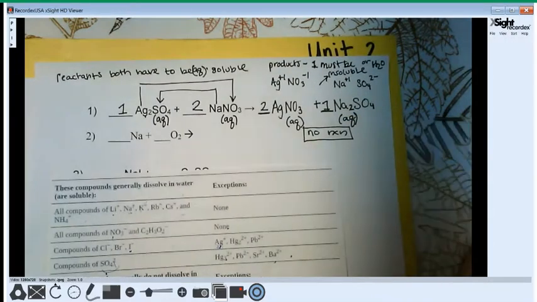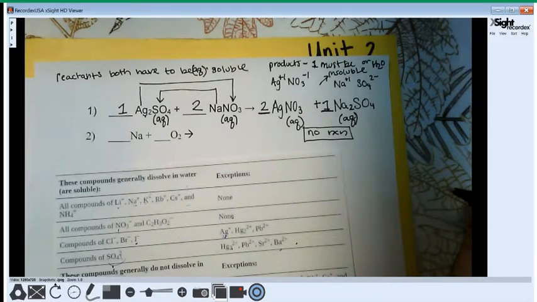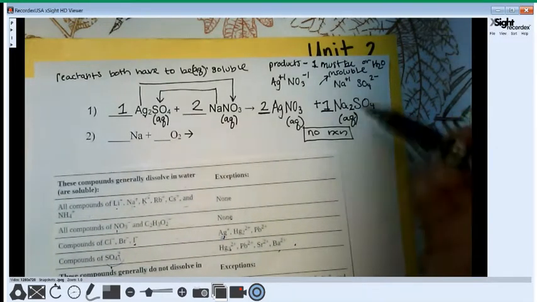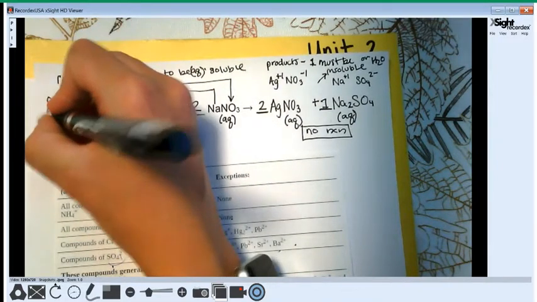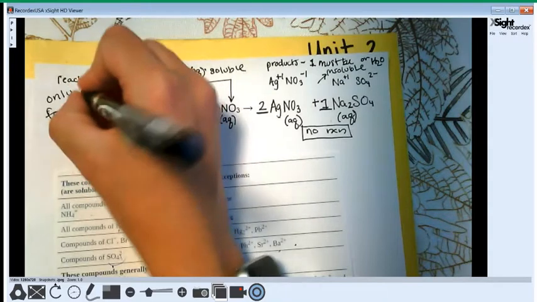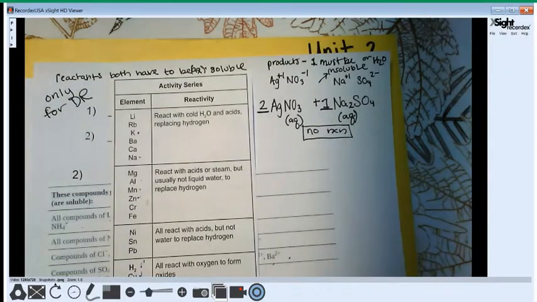Do those rules apply to all types of reactions, like single replacement, synthesis? That is a great question. No, these rules only apply to double replacement. They're only for double replacement. For single replacement, the rules that apply are the activity series rules, which we can look at an example of in a second.